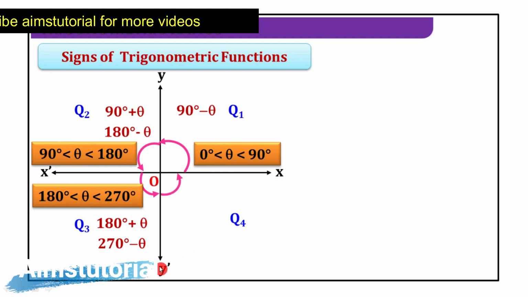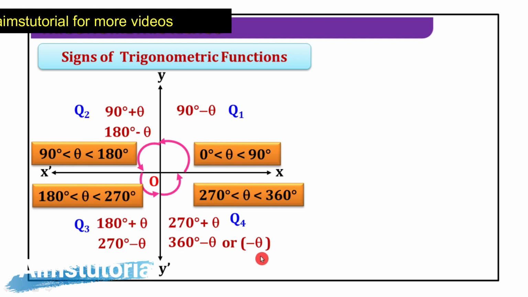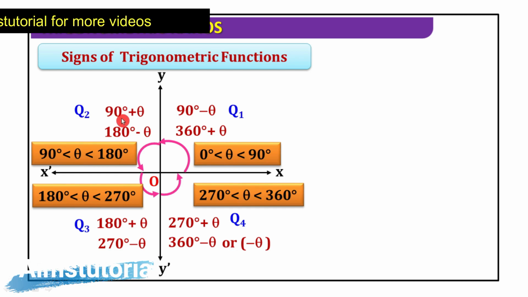And Q4 is from the negative y-axis to the positive x-axis, meaning 270 to 360. So 270 plus theta or 360 minus theta, or simply minus theta. And 360 plus theta also lies in the first quadrant. So the x-axis and y-axis divide the plane into 4 quadrants anti-clockwise: first quadrant 0 to 90, second quadrant 90 to 180, third quadrant 180 to 270, fourth quadrant 270 to 360.